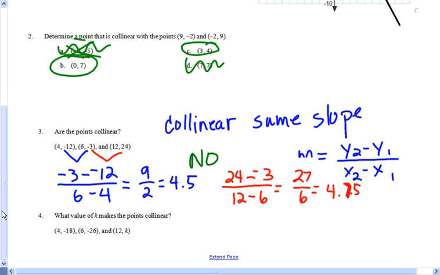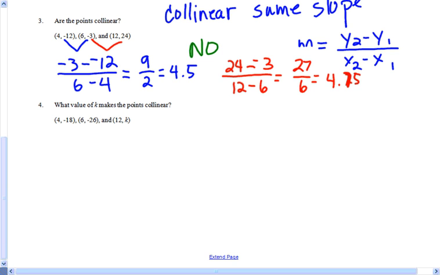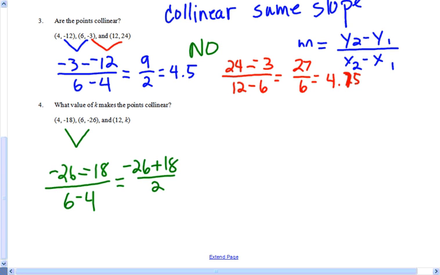All right, and then the last one says, what value of k makes the points collinear? Again, on the last problem, we saw that we can use the slope. So we can use the slope here again. What we could do is find the slope between these 2 points by doing negative 26 minus negative 18, and then dividing that by 6 minus 4. And that's the same as negative 26 plus 18 divided by 2, which is negative 8 divided by 2, which is negative 4.